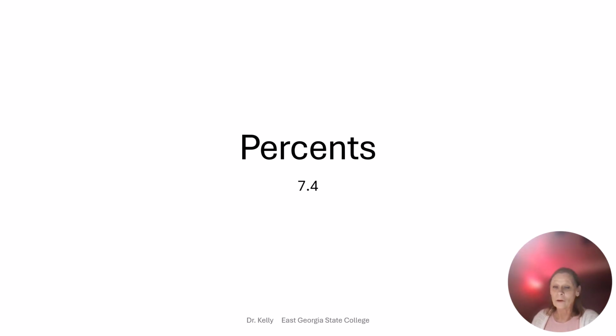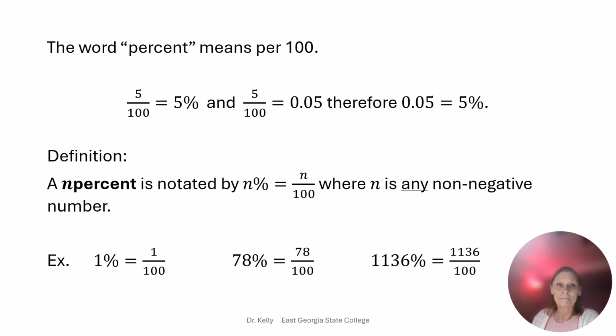Okay, let's get started on some percentages. So the word percent means per 100. So 5 over 100 is equal to 5%. Now we already know that 5 over 100 is equal to 5 hundredths. So we can make this connection here that 5 hundredths is actually equal to 5%.